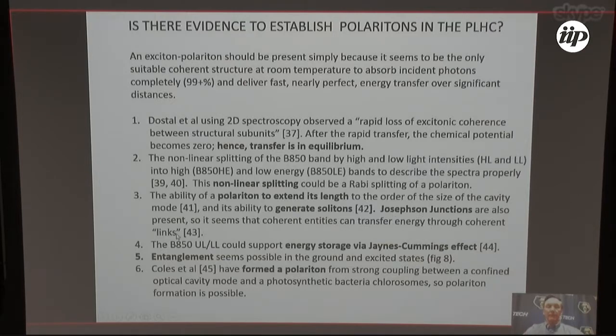You have a possibility of energy storage via the Jaynes-Cummings effect, and that is when you have two levels that have an offset in the population versus the number of wave pieces there are, and it can go light and dark. Entanglement gets quantum states confused and tied up. And Coles has actually formed a polariton, but he did it in a cavity, but he had basically 1,000 chromophores. So the polariton formation is possible, and no one doubted, based on the other work, that that would happen.